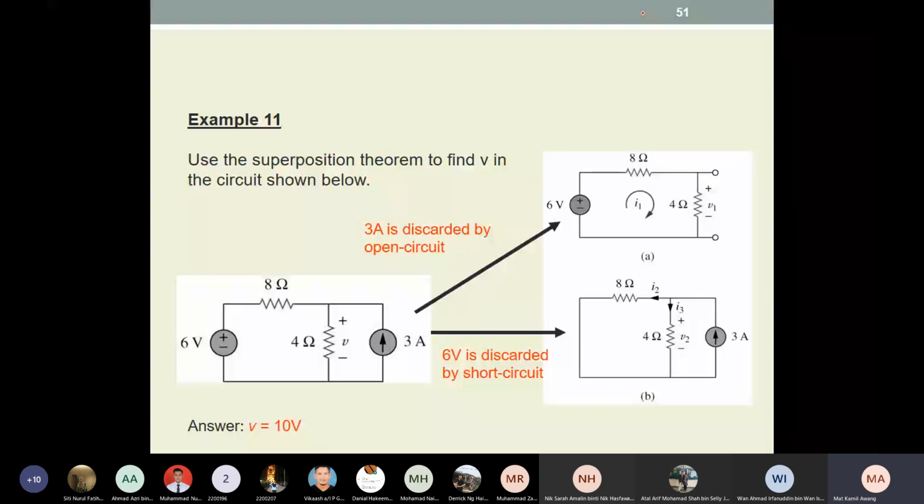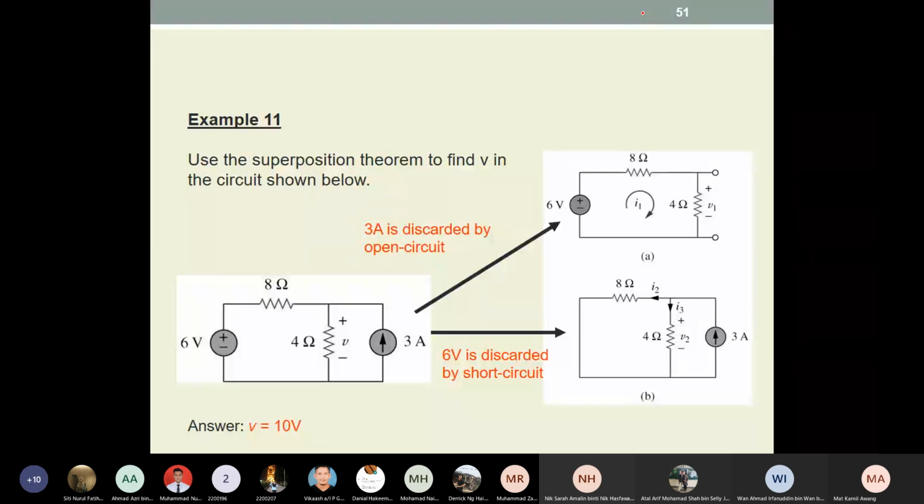So you have a 6 volt source, 2 resistors, 8 ohms and 4 ohms, and a 3 amp source. Basically you want to find V, the voltage across the 4 ohms. Since you have 2 independent sources, you need to do 2 calculations.